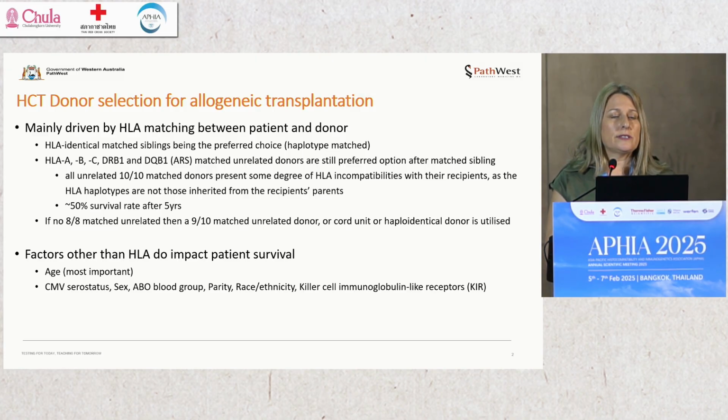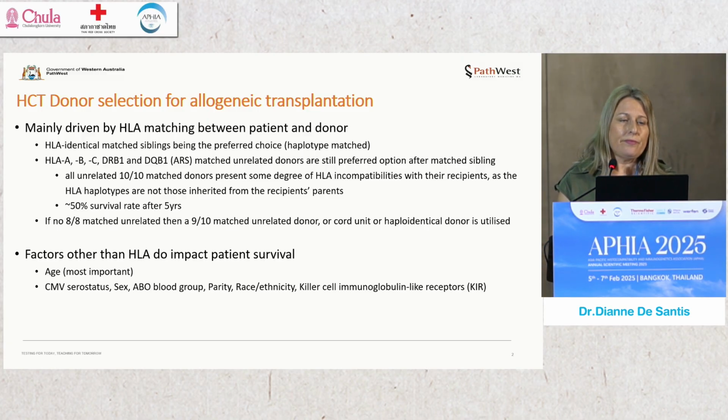Remembering that these donors still have some degree of HLA incompatibilities with their recipients, as the HLA haplotypes are not inherited from parents. And the survival is still around 50% after 5 years. If there is no 8 of 8 match, then a 9 of 10 matched unrelated donor can be selected, or a cord donor or a haploidentical donor. Other factors are also important, so donor age, and I will talk more about that later. CMV serostatus, sex, ABO blood group, parity, race, ethnicity, and even KIR.